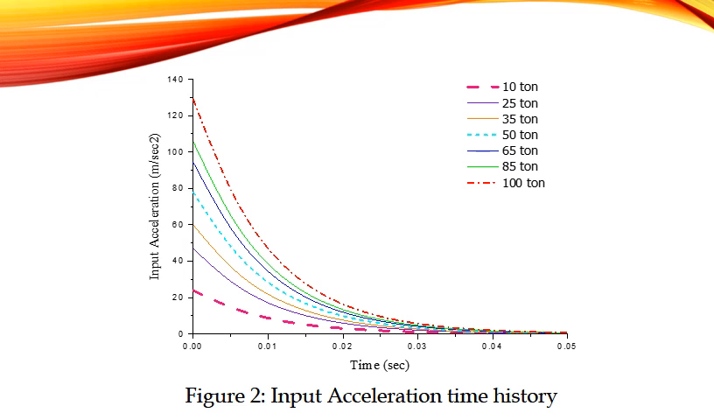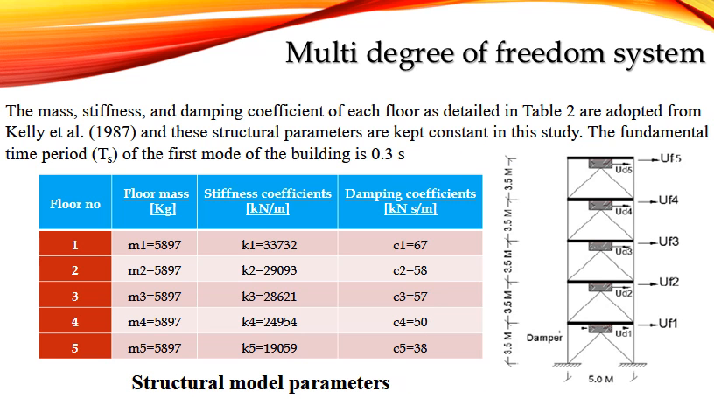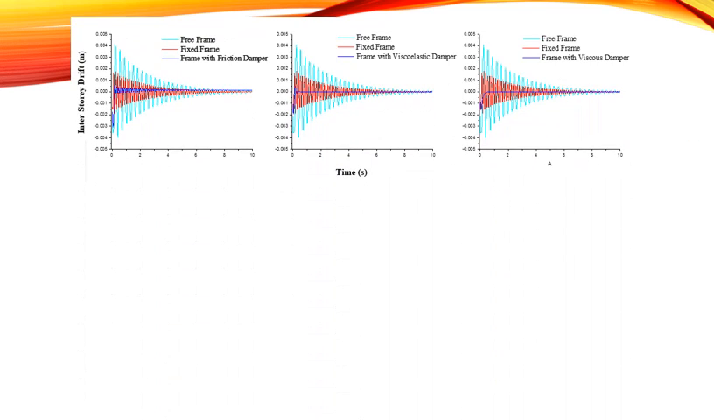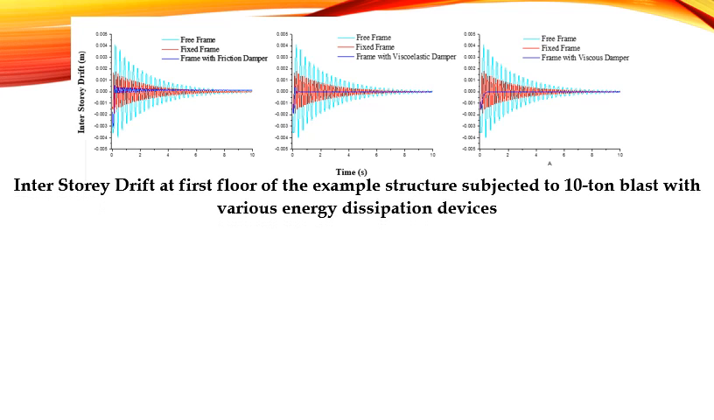This is the input acceleration time history for the structure from 10 to 100 tons. This is the structure we adopted from Kelly et al, and all the parameters are kept constant. For comparison, we are using a free frame which has zero stiffness, a fixed frame which has large stiffness, and frames with friction damper, viscoelastic damper, and viscous damper.